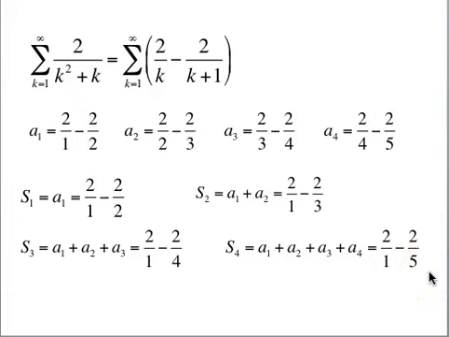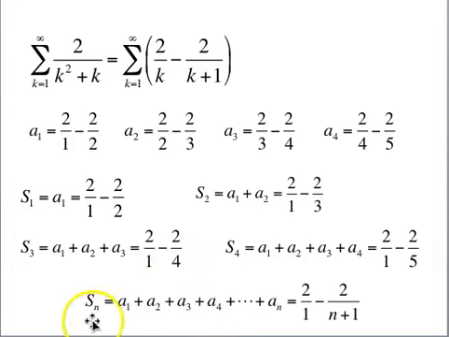From this, we need to identify a pattern. Notice the denominators keep growing: 2, 3, 4, 5. The denominator 5 is 1 more than 4. The denominator 4 is 1 more than 3. So if I have s sub n, the denominator would have to be n plus 1. So if we're adding up through the nth term, it'll be 2 over 1 minus 2 over n plus 1. That's the pattern we have to recognize.